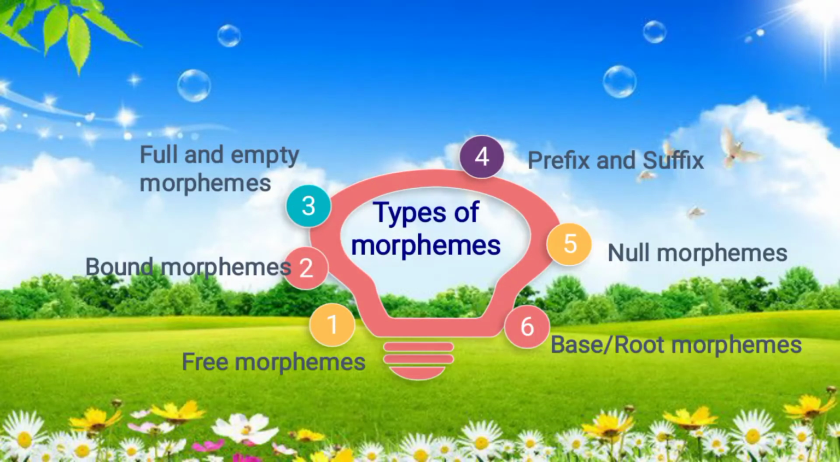Now, let's look at the types of morphemes. We have several types of morphemes, and these are: 1. Free morphemes, 2. Bound morphemes, 3. Full and empty morphemes, 4. Prefix and suffix, 5. Noun morphemes, then 6. Base or root morphemes. Let's continue.